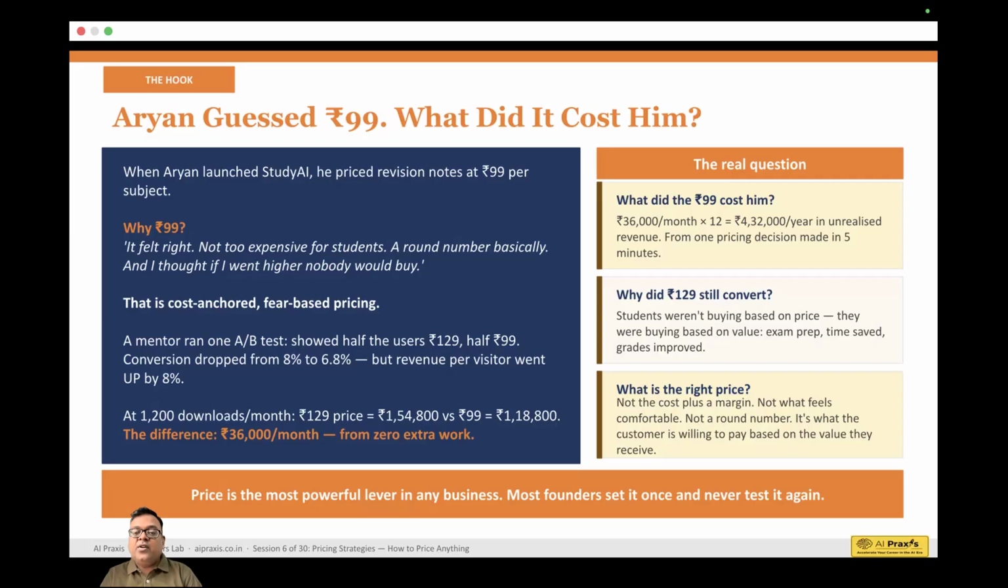What is the right price? Then the question: not the cost plus a margin, not what feels comfortable to you, not a round number. It's what the customer is willing to pay based on the value they receive. So what we understand from this slide is price is the most important lever in any business. Most founders set it once and then they forget.